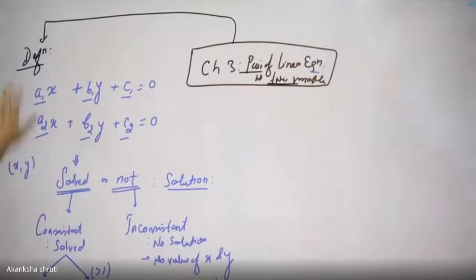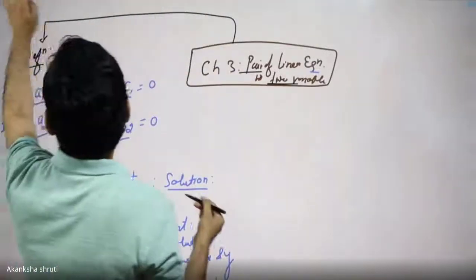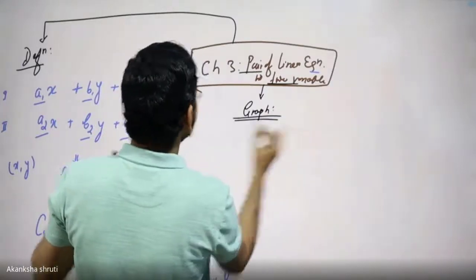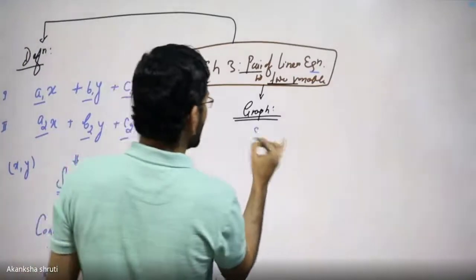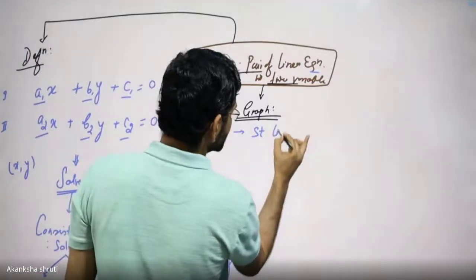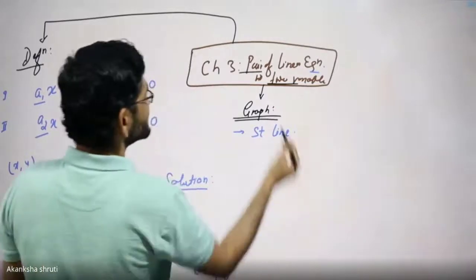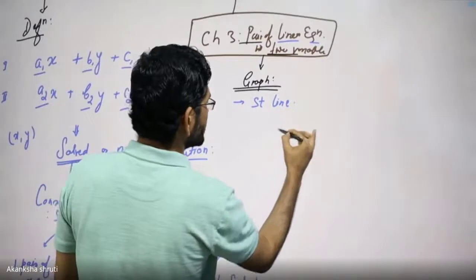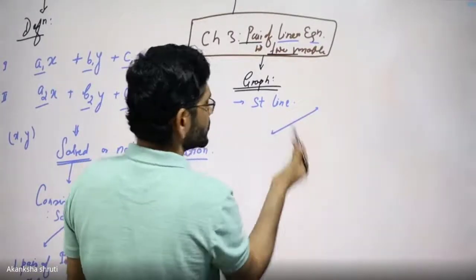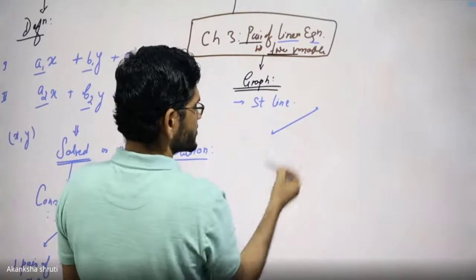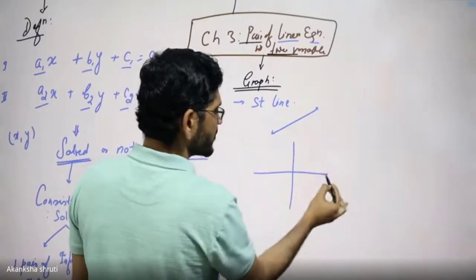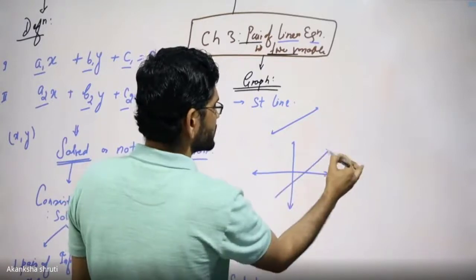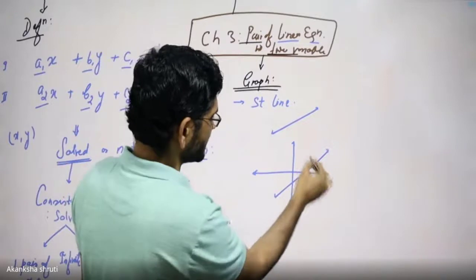Another thing is the graph of these linear equations. If we draw the graph, it will represent a straight line. So the graph is always a straight line. It is called linear because the power is 1. If we have two equations, surely there will be straight lines. This straight line is drawn over the coordinate axis. So first we need to draw the coordinate axis, then we have to plot the points, meaning after tabulation we will get the straight line.